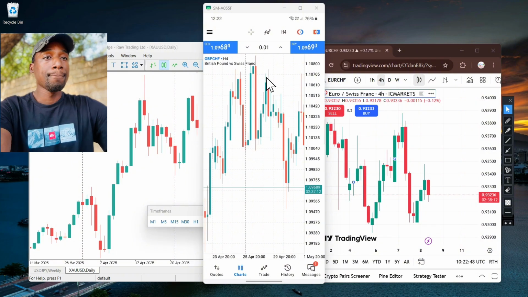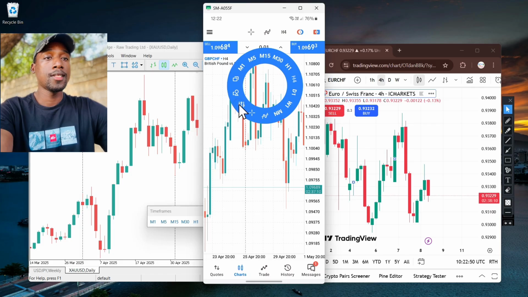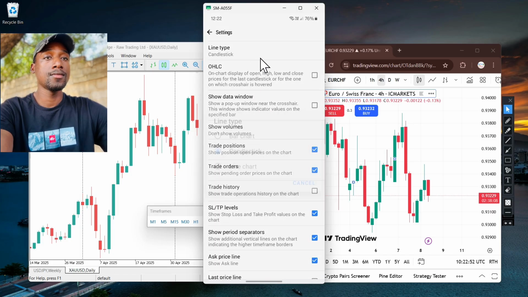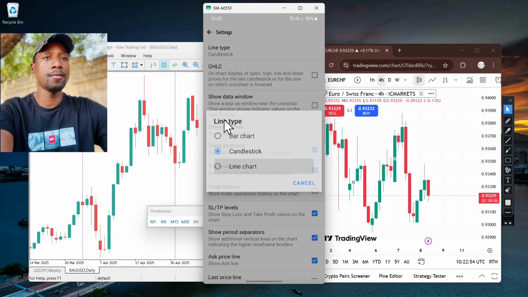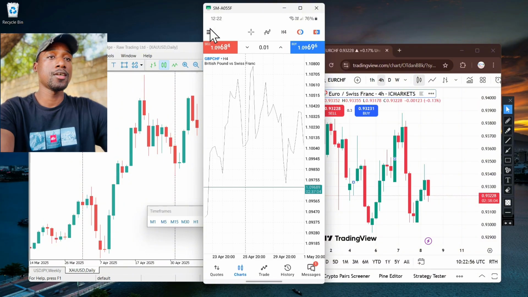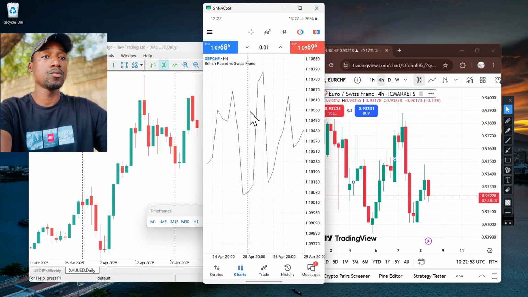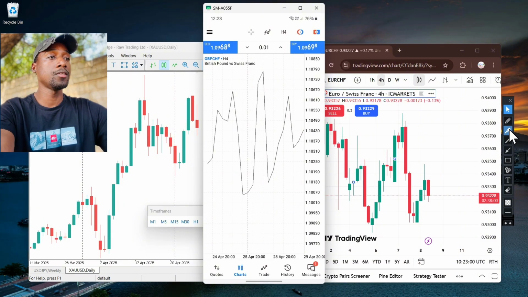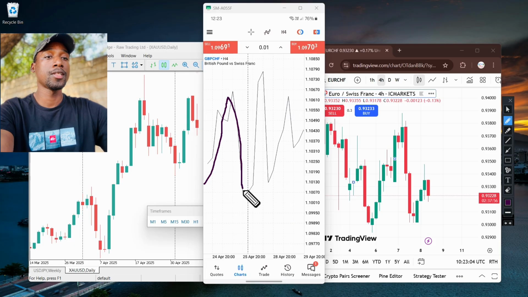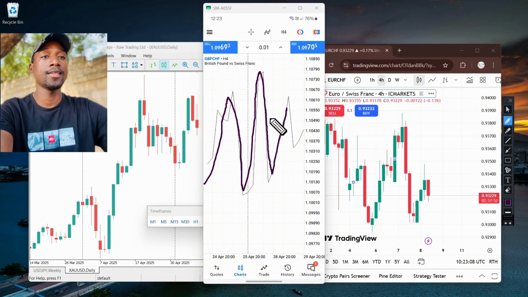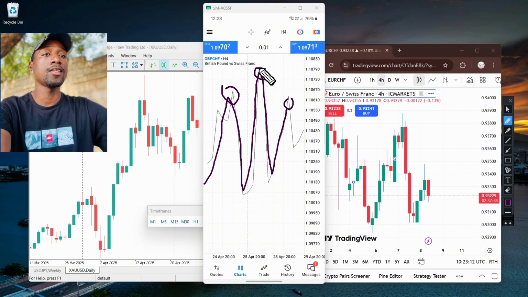Now, we can change to the line chart type, because that's much easier, right? And you can zoom in. You can see that it went all the way up and way down, up, way down. This is what we call the head and shoulders. So these are our shoulders, and this is the head or the top level.